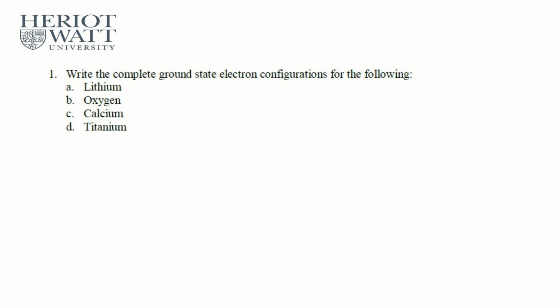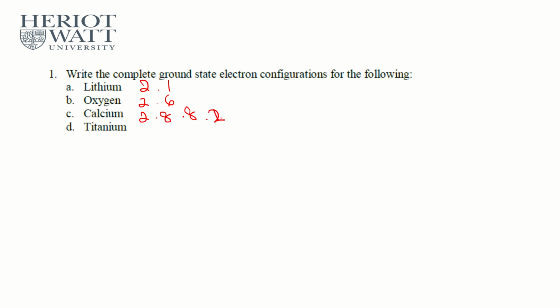Now, if you look at question 1, write the complete ground state configuration for the following. This is what we learned in high school, regardless of IGCSE or SPM. So lithium should have how many electrons? If you refer to the periodic table, lithium has 3 protons and 3 electrons. So the configuration should be 2, 1. All right. Oxygen should have 8, so it's 2, 6. Calcium should have 20. So it should be 2, 8, 10, 8, and 1.